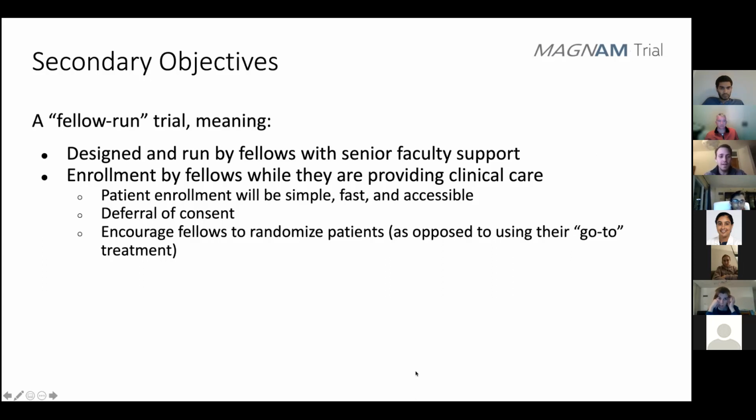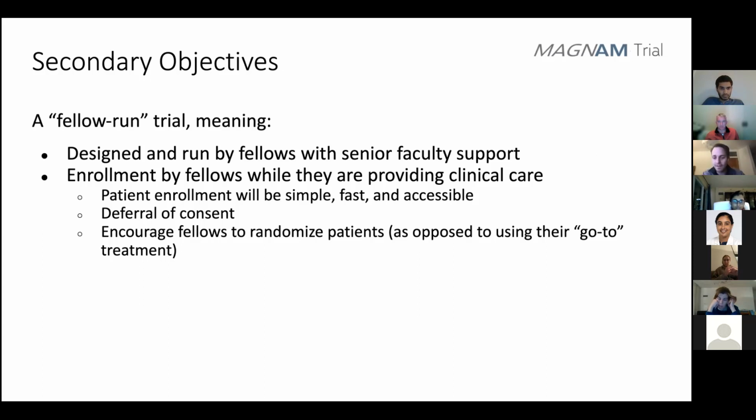And this, I think, is very exciting for all of us: this is a fellow-run trial. And this has not really been done before. I think it's quite exciting for U of T. I know that some centers have done some things run by just fellows, say at TGH, but no one has done a cross-Toronto fellow-run trial. So this would be the first of its kind.